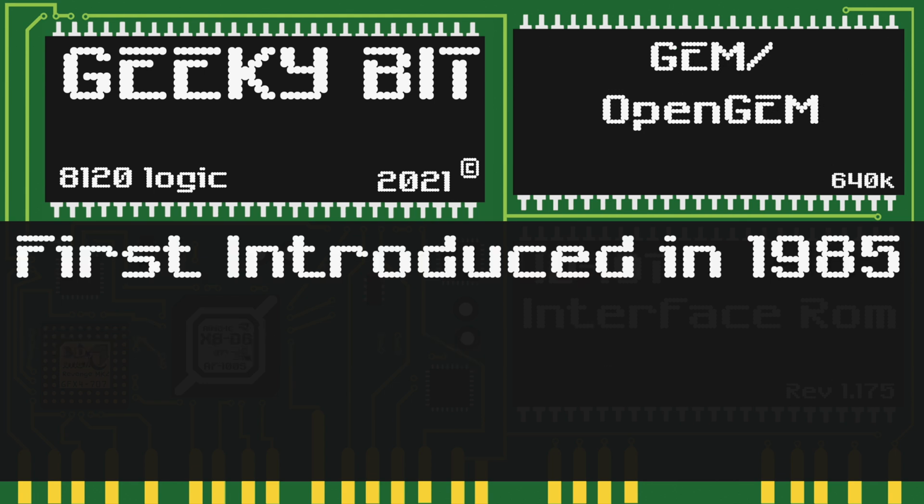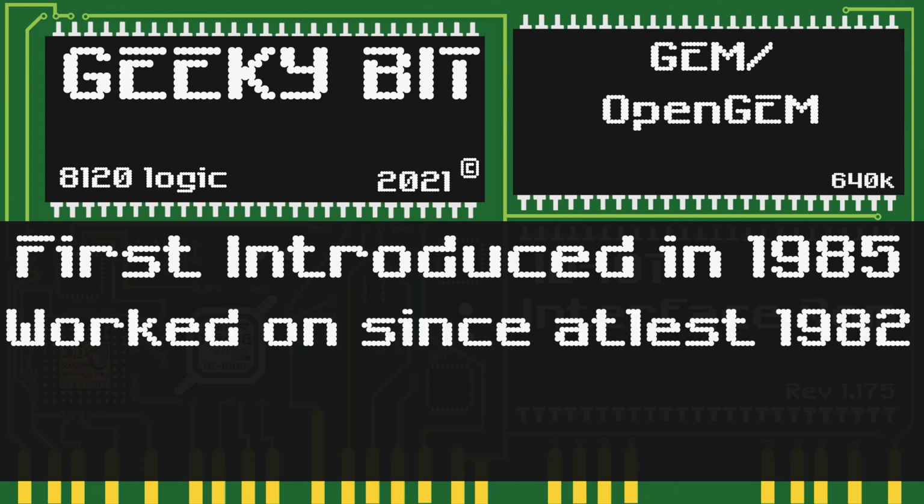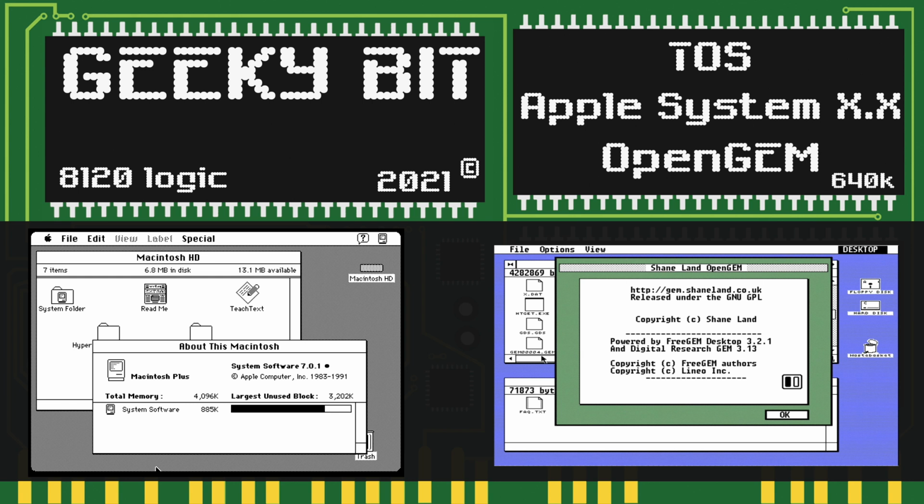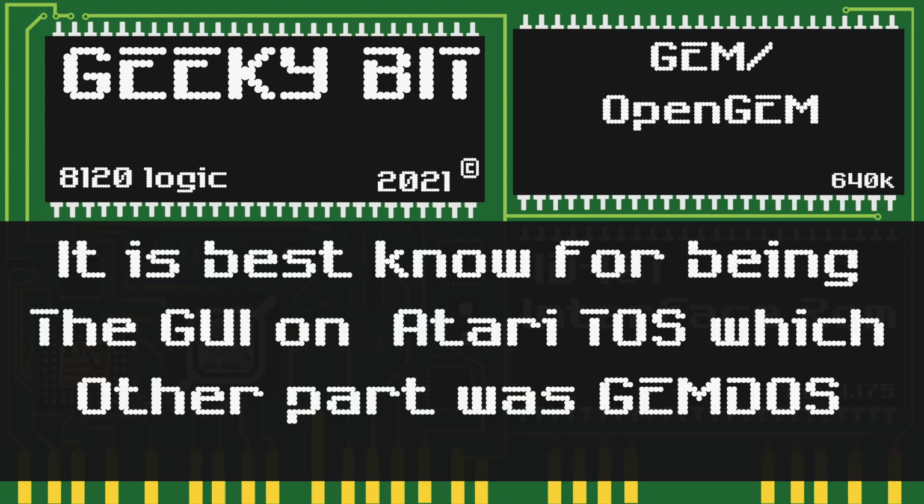GEM was introduced in 1985 and had been in some stage of development since at least 1982. And it looked a lot like Lisa OS, which was Apple's first graphical operating system. As a side note, Lisa OS was released before GEM. Looking here side by side, GEM and Apple System OS look very identical. So GEM's claim to fame is that it is the GUI for Atari's TOS.